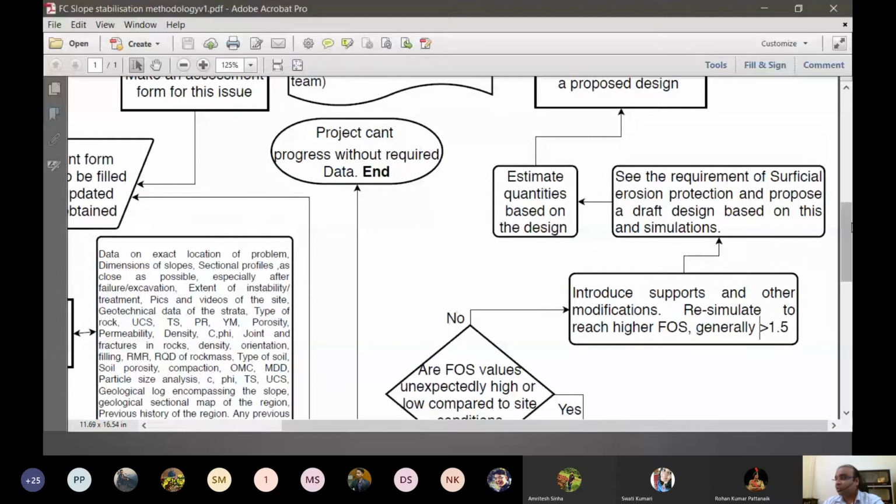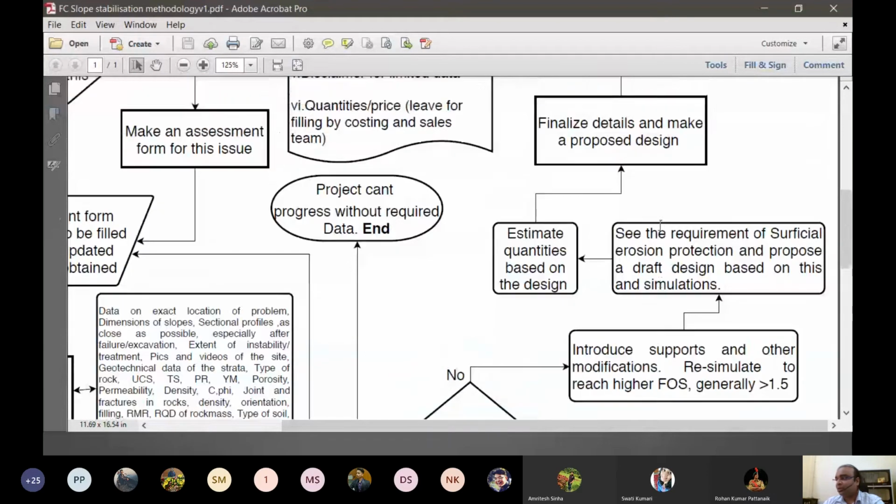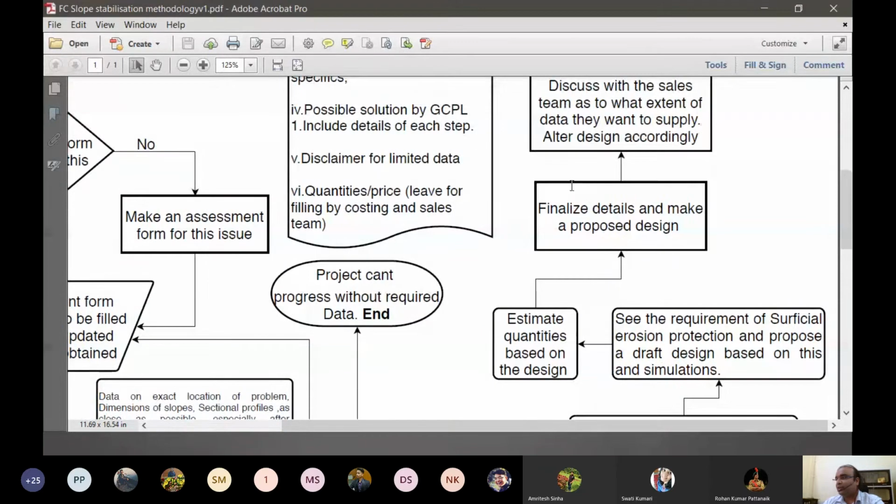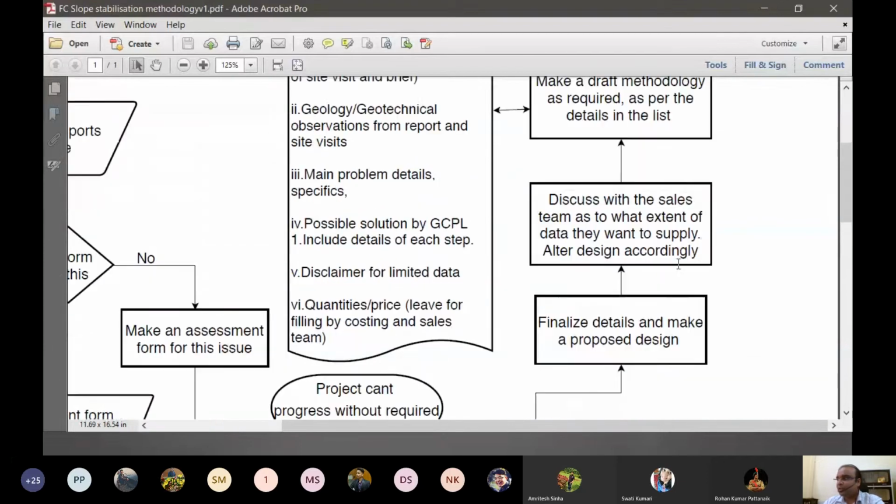See the requirement for surficial erosion. Now, apart from slope stabilization, we also used to see surficial erosion problems. As I said, the surface also has to be taken care of. Then we go for estimating quantities based on the design, how much quantity will be required, the final detail, and we make the proposed design based on the simulation work.